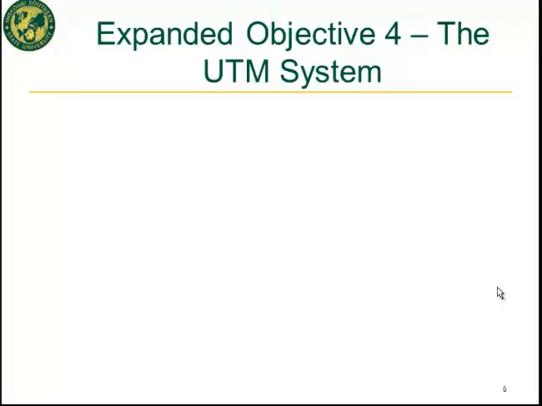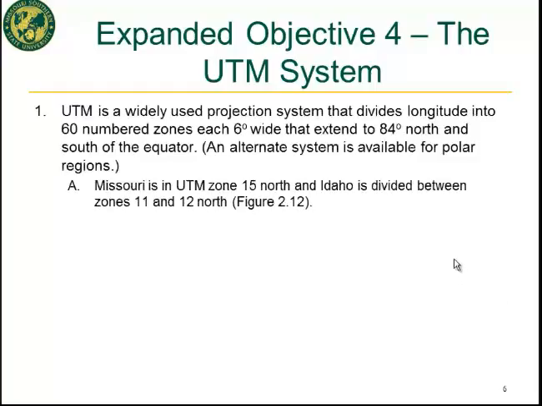I've expanded Objective 4, having to do with the Universal Transverse Mercator coordinate system. This is a widely used projected coordinate system, and it divides longitude into zones. There are 60 of those. They're numbered. Each of those zones is 6 degrees wide, and they extend 84 degrees north and 84 degrees south of the equator. So the polar areas are not included in the UTM system. There is an alternative system for those polar regions.